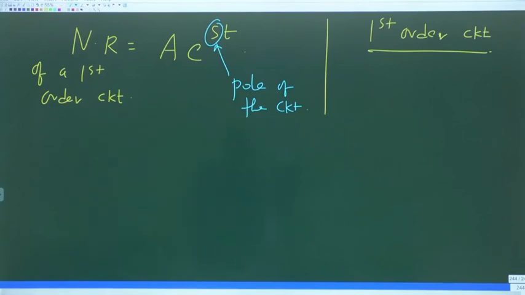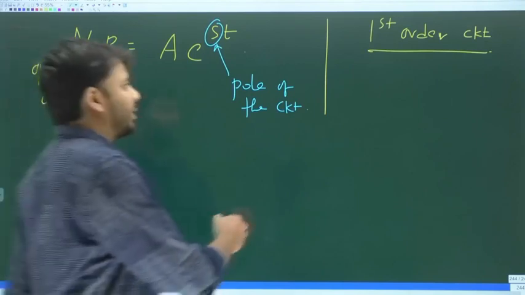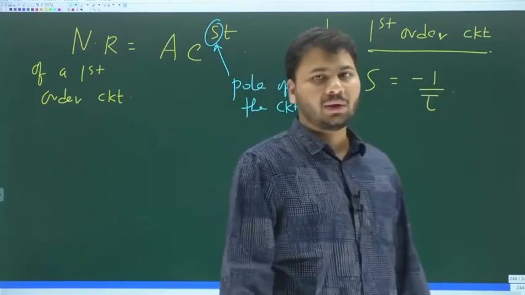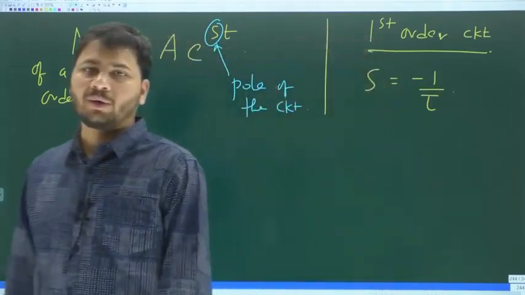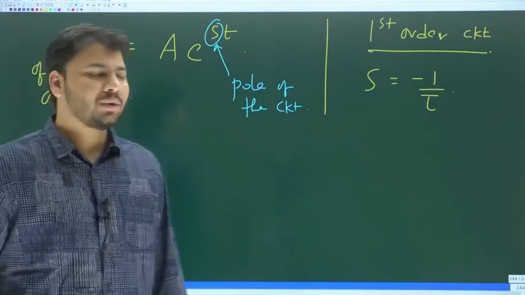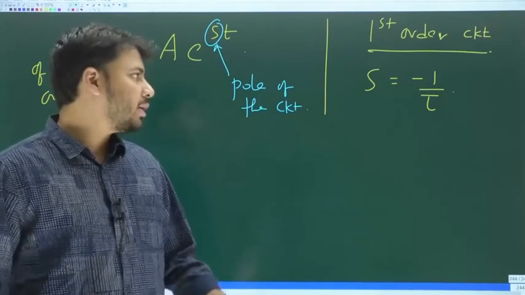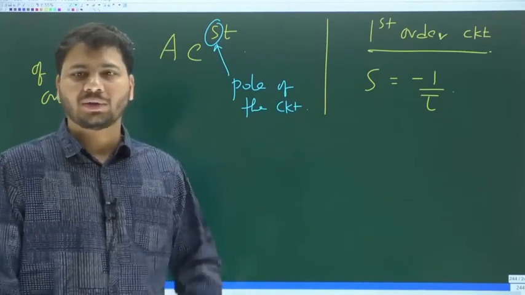Minus 1 by tau. Very good. Okay, it is not just inversely proportional. It is proportional to 1 by tau, but the pole will lie in the left half plane. Yes or no? So always the pole location will be equal to minus 1 by tau. And in general, tau is what? Positive. Because it is a product of resistance and capacitance.